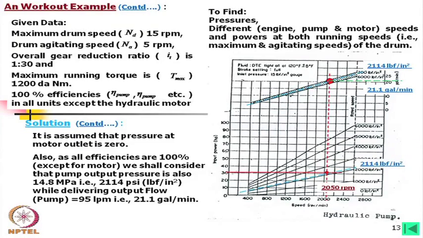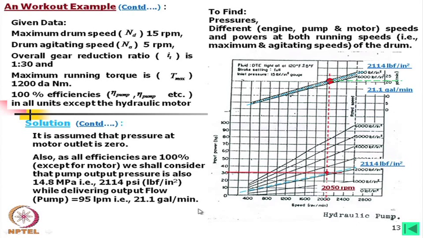Then we shall consider the power, how to estimate the power. Again, we will consider this 2114 psi, this might be this line. Okay. Then this is the point where we estimate the power, and we are getting 31, this is in horsepower, oh sorry, in horsepower. 30 horsepower, what will be in kilowatt? 1.6 horsepower is equal to 1 kilowatt, is it not? 1.6. So, 30 divided by 1.6, around 18 what we have calculated there.